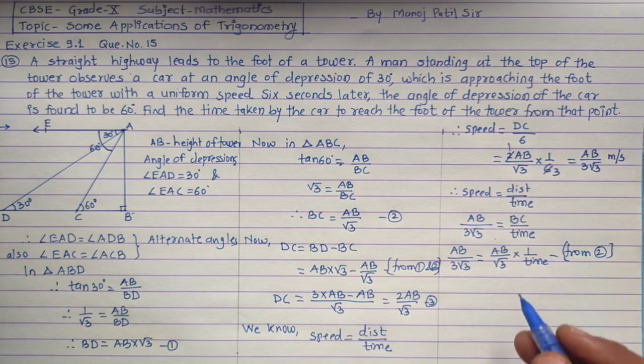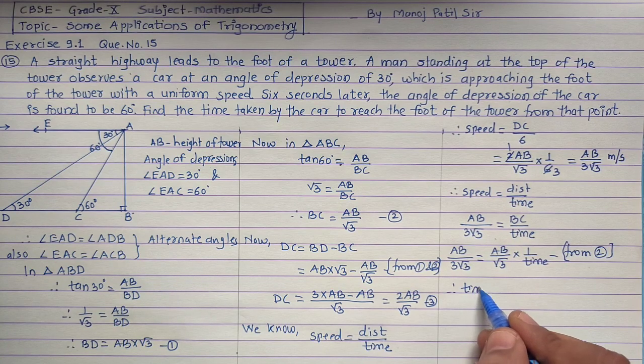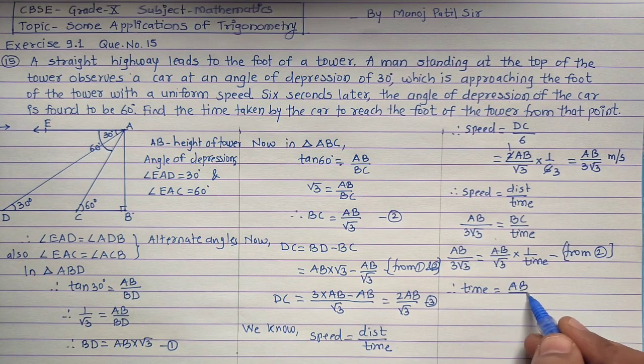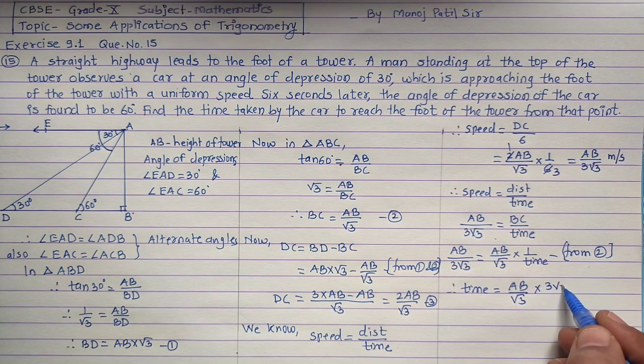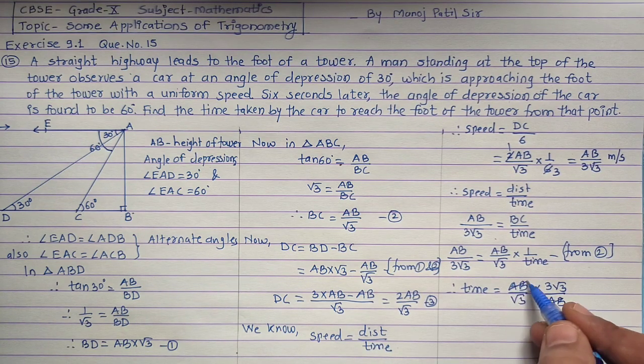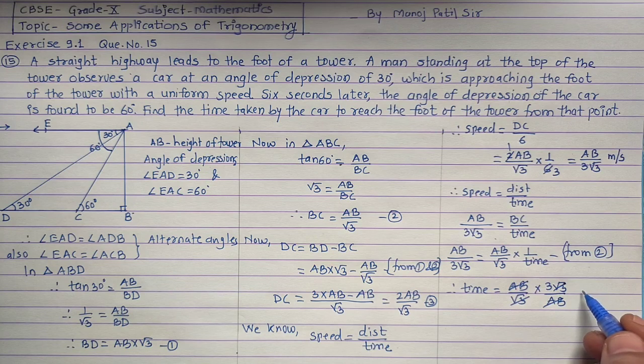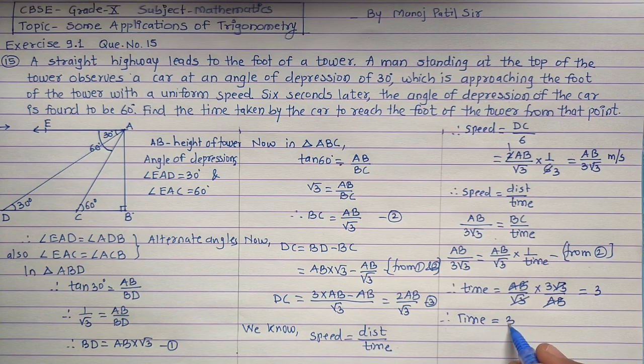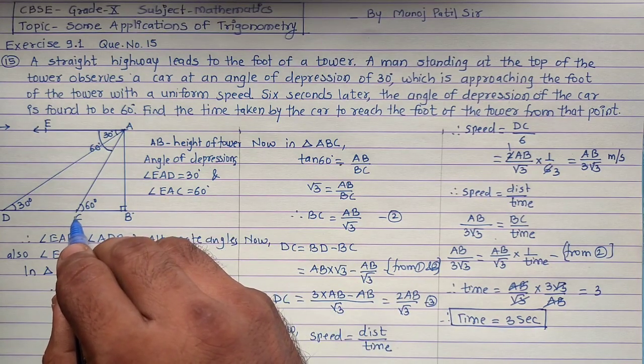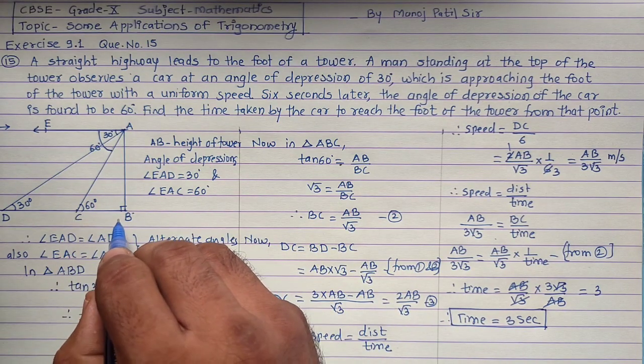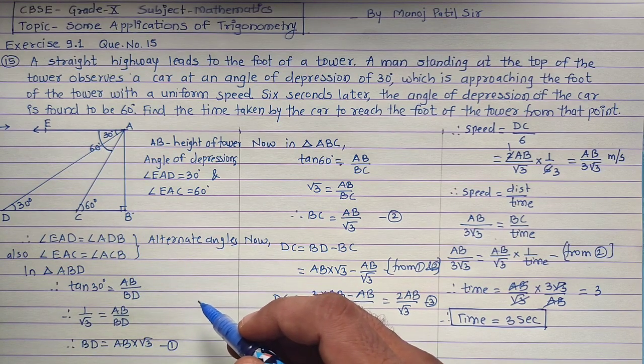So here, time is equal to AB upon root 3 as it is, and we transpose this one, that is 3 root 3 upon AB. Here AB will get cancelled, root 3 will get cancelled, and therefore we get 3. So time is equal to 3 seconds. It will require 3 seconds to travel from point C to B. Hope you understood this one. Thank you.